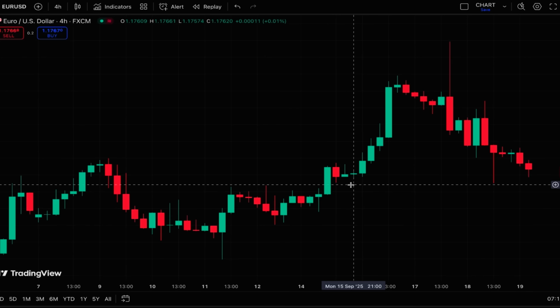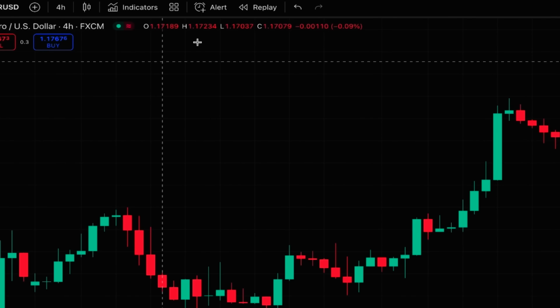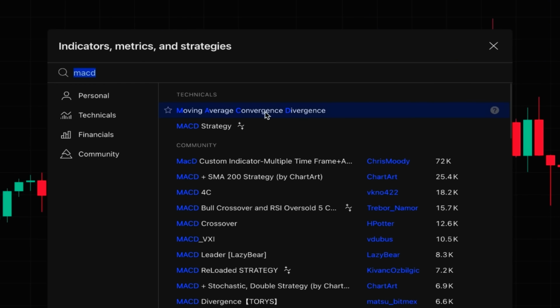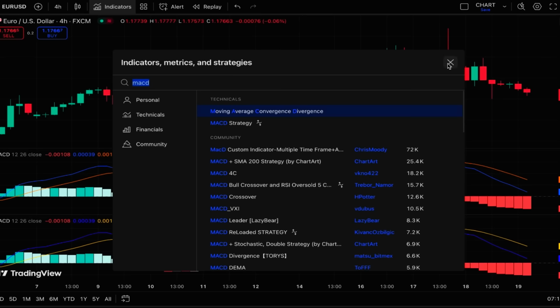Here we need to add 2 MACD to our chart. So here we click on indicators and we search MACD, this one, and we add 2 MACD to the chart. And now we need to change their settings.